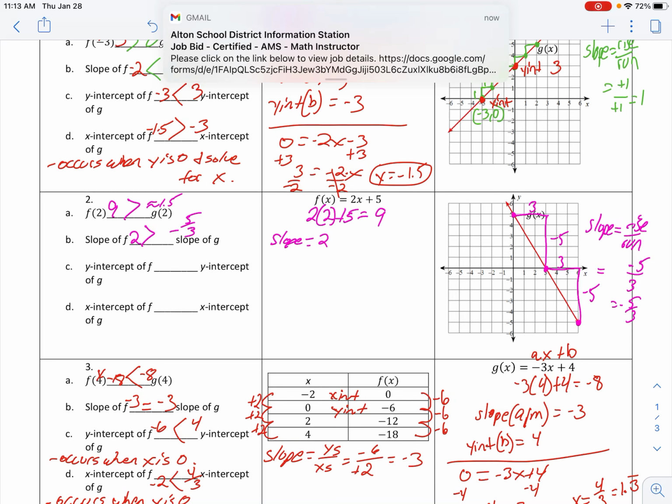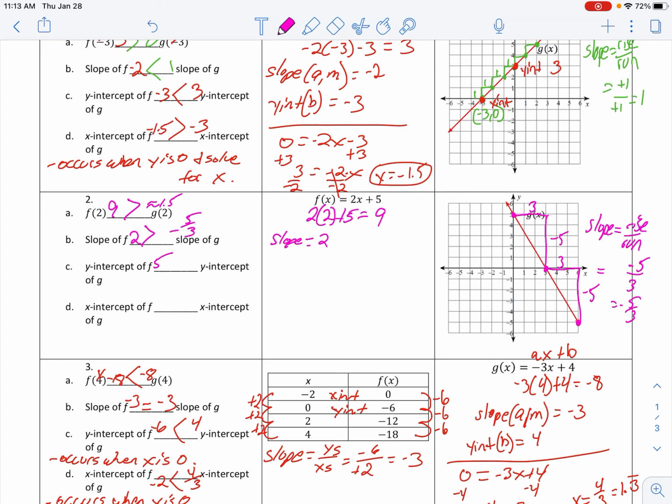The y-intercept of the function for f of x is going to be 5. That's the one you can identify right off the bat. That's that b. So we got that right there. From the graph, see what it's crossing the y-axis at, which is right here at 5. 5 compared to 5, it's actually equal.